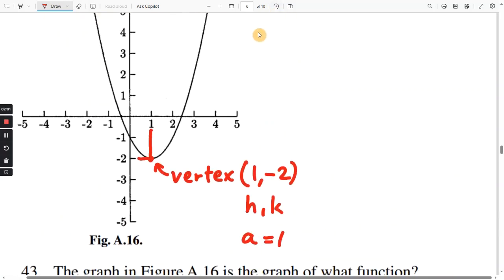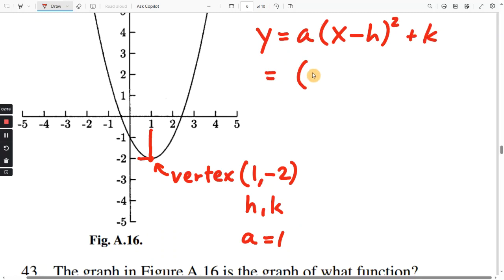So in vertex form, it's going to be y equals a times x minus h squared plus k. A is just 1. We don't have to write 1 outside of the parentheses. X minus h is going to be x minus 1 squared, and then plus k is going to be plus -2.